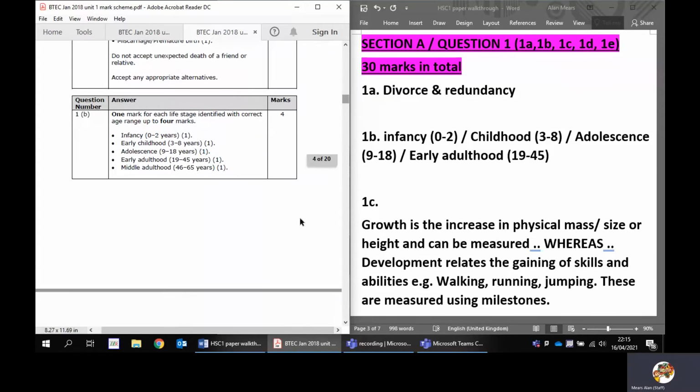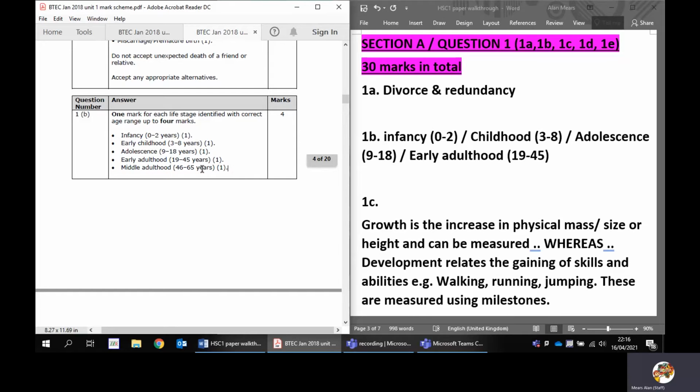Right, question 1b, the ranges. So we said infancy 0 to 2, tick. Childhood, when we put childhood, not early childhood, but that's still fine. That's still the same point. 3 to 8, tick. Again, I've just put the numbers 3 to 8. They've put 3 to 8 years. That would be fine. We've got adolescence, 9 to 18, tick. And then early adulthood, 19 to 45. Excellent. So we've also got them in the right order.